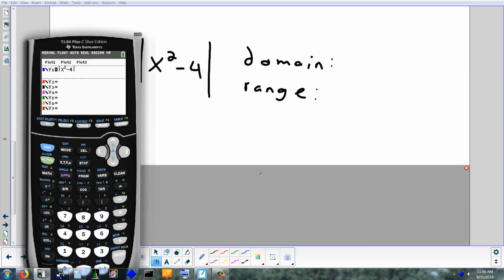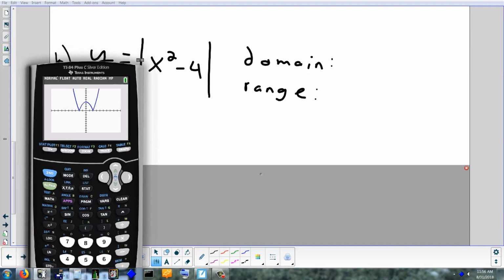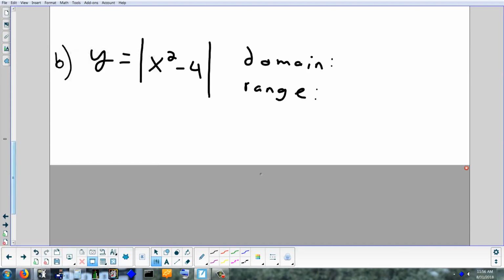So let's just hit graph. I'm going to do zoom 6 just to go back to the normal screen. It kind of looks like a parabola, but the absolute value causes the part that would have dipped down here and been negative to flip up. That's what absolute value does. It makes everything positive. So let's look at our domain. I don't even think you need a picture. What kind of numbers are you allowed to square? That's your domain. So what kind of numbers are you allowed to raise to the second power?